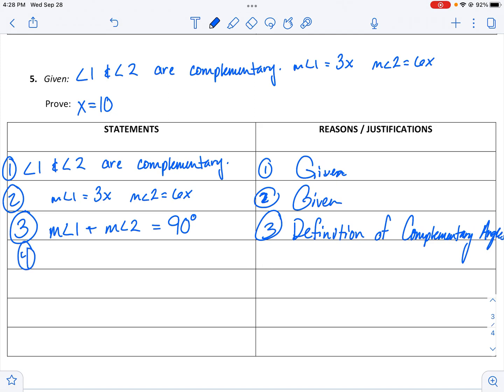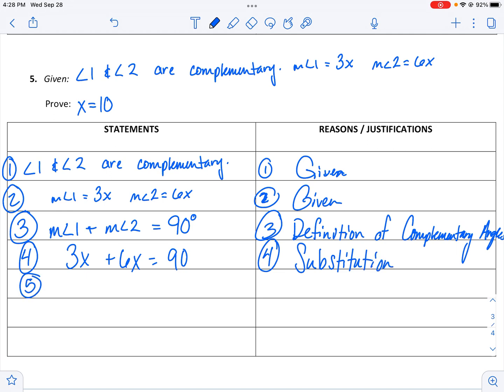And step 4 would be, well, I know what the measure of angle 1 is, and I know what the measure of angle 2 is. So I could say 3x plus 6x equals 90 by substitution. All right, now if you needed help getting here, that's okay. I would ask you to pause the video one more time and see if you can write the rest of the proof from here.